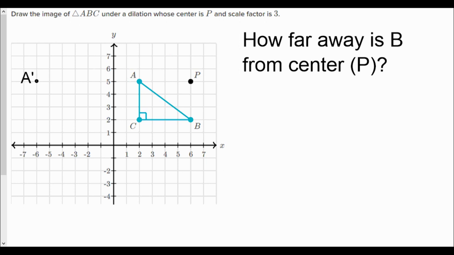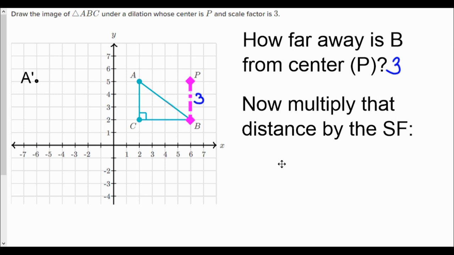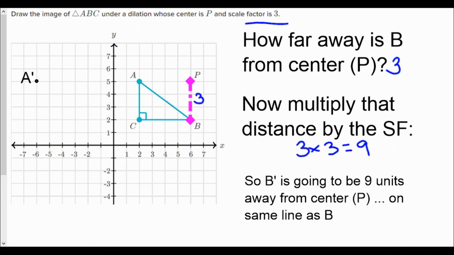Now, the other thing I need you to understand is that we're going to do it to B and C also. So how far away is B from center P? Well, it's 3. What are we going to do with that information? We're going to multiply that distance by the scale factor. What's the scale factor this time? It's 3 also. So 3 times 3 is 9. And that tells us how far B prime is going to be from P.